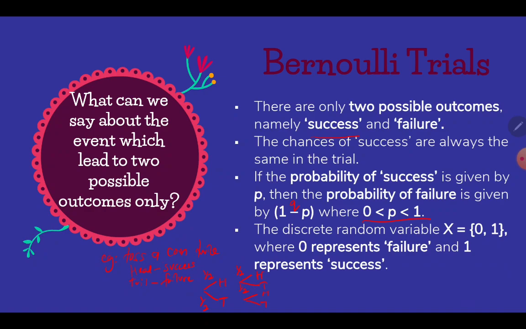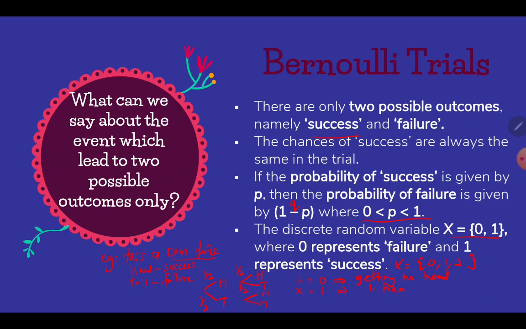Okay, next. The discrete random variable x equals 0, 1, where 0 represents failure and 1 represents success. So when we talk about toss a coin once, x must be 0, 1. But when we talk about toss a coin twice, x must be equal to 0, 1, 2. So what does x equals 0 mean? It means that getting no head in both tosses, in both trials. X equals 1.